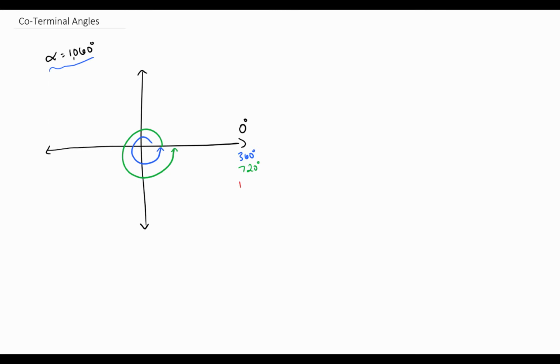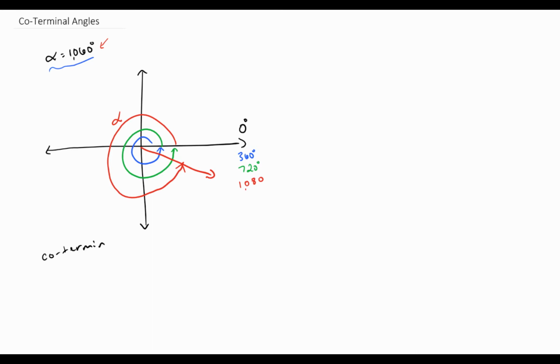So the next one would be 1080, which is going to be more than my angle alpha here. So I'm going to go a little short of that. And so my angle is going to be 20 degrees short of 1080, or 3 full revolutions. So we can have these inefficient directions where we have to go around the block multiple times, or we can take out those extra revolutions.